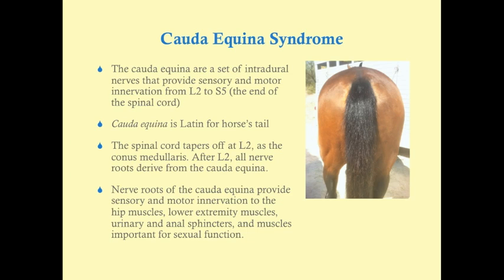Nerve roots of the Cauda equina provide sensory and motor innervation to pretty much all of the lower extremity, and to the anal and urinary sphincters and to the genitalia. So that includes hip muscles, lower extremity muscles, urinary and anal sphincter muscles, and muscles important for sexual function, as well as sensory innervation and pain innervation.